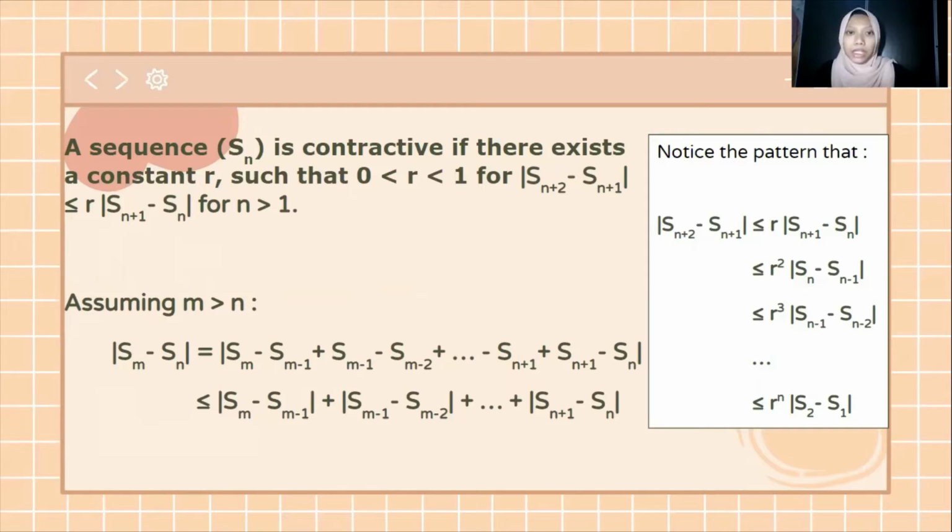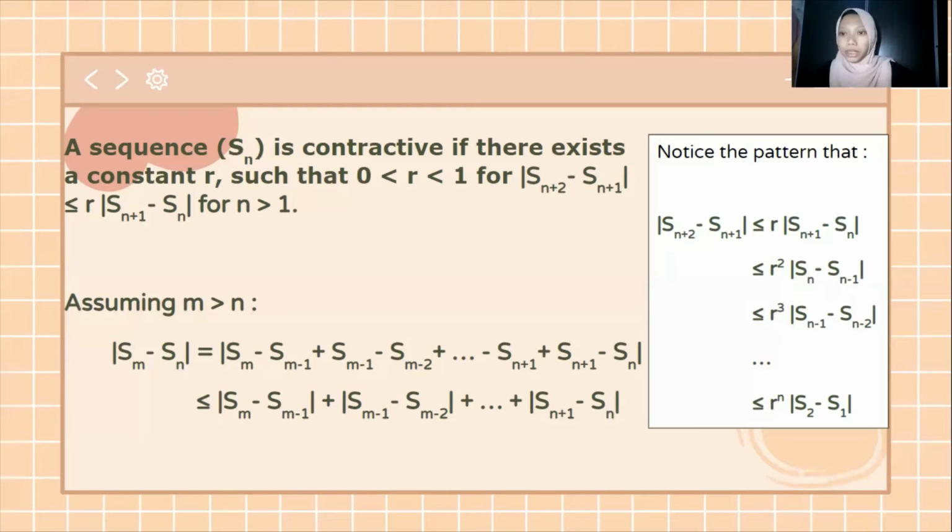So firstly, by assuming m is greater than n, we can write modulus Sm minus Sn equal to modulus Sm minus Sm minus 1 plus Sm minus 1 minus Sm minus 2 plus until Sn plus 1 minus Sn. We can separate the equation with a modulus such that modulus Sm minus Sn is less than or equal to modulus Sm minus Sm minus 1 plus modulus Sm minus 1 minus Sm minus 2 plus until modulus Sn plus 1 minus Sn.